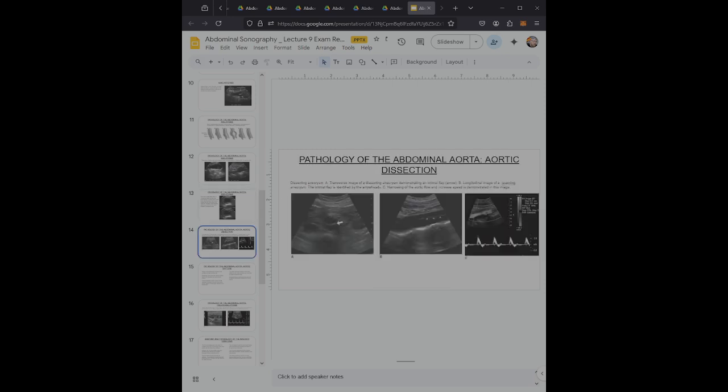Aortic dissection occurs when there is separation of the layers of the wall of the aorta, and the intimal flap may be noted within the aortic lumen, such as that or that, and a transverse image of a dissecting aneurysm demonstrating the intimal flap. So you have it in longitudinal and you have it in transverse. And you can see narrowing of the aortic flow, which shows increasing speed in the Doppler.